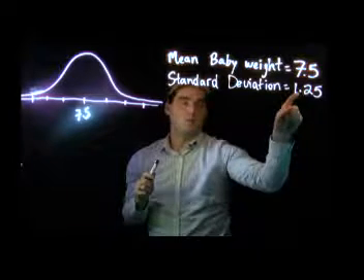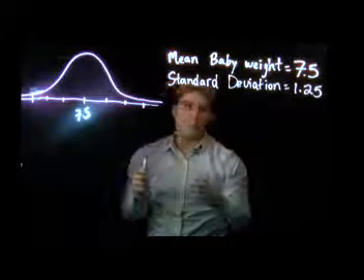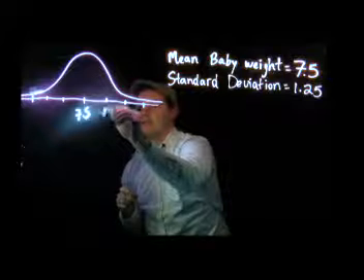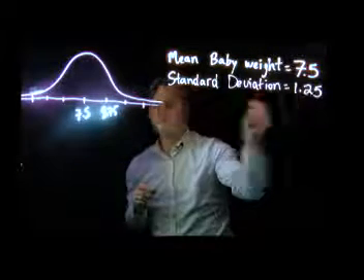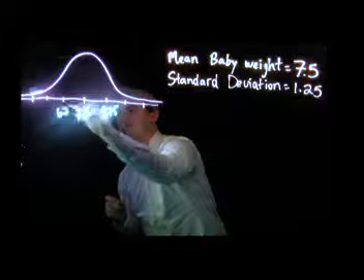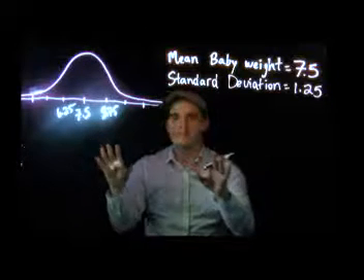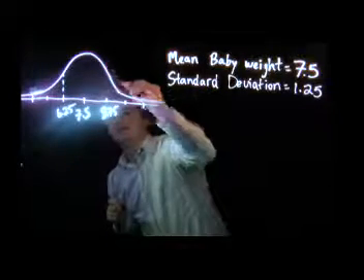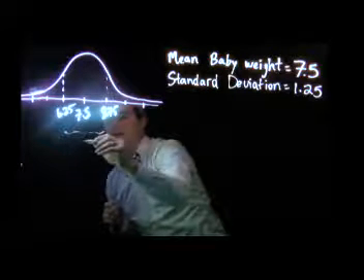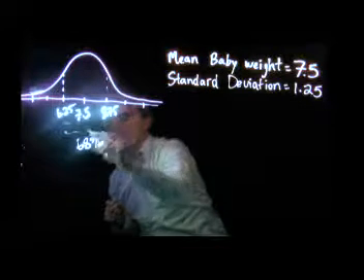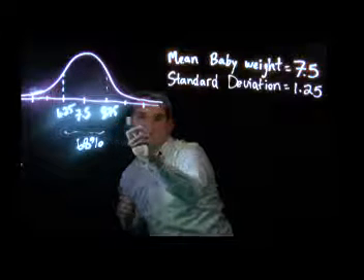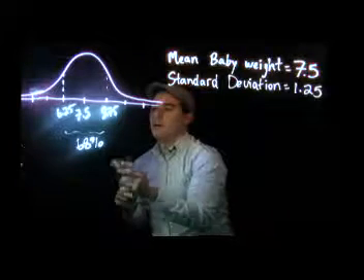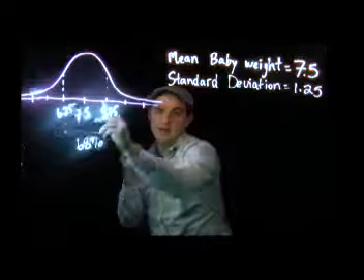So the 1.25 really gives you an idea of probabilities. If we count 1.25 above 7.5, that's 8.75, and 1.25 below, that's 6.25. The reason it's called normal is that for naturally occurring things, if you have a mean and a standard deviation, we know that 68% of the data lies between 6.25 and 8.75. That's what a standard deviation means. So we know that 68% of babies are born between 6.25 pounds and 8.75 pounds.